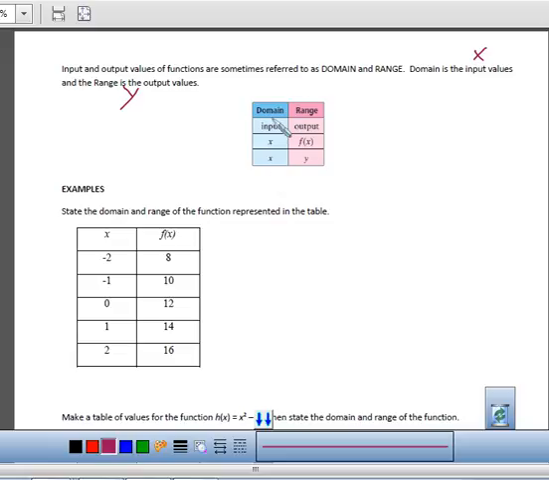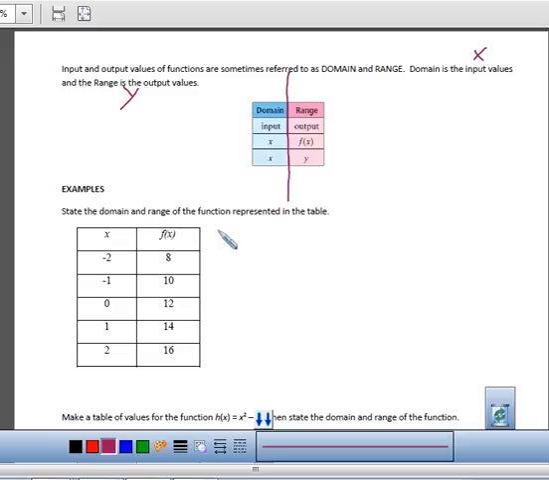Now your copy is in black and white, so why don't you go ahead and draw a nice straight line down the middle to separate these two, so you can tell range is output, is f of x, is y. These things are all the same thing. Over here on the left side, domain, input, x. These are all basically the same thing. Okay, so our first example: state the domain and range of the function represented in the table.